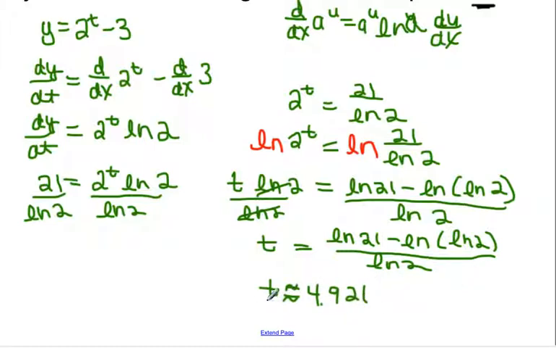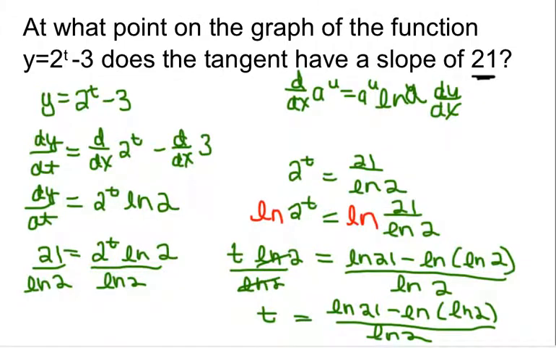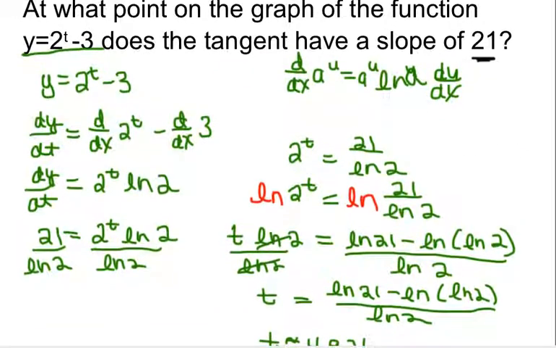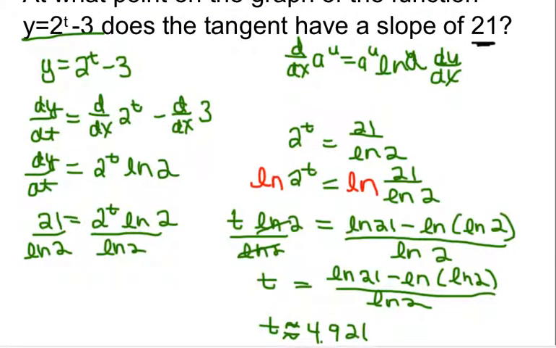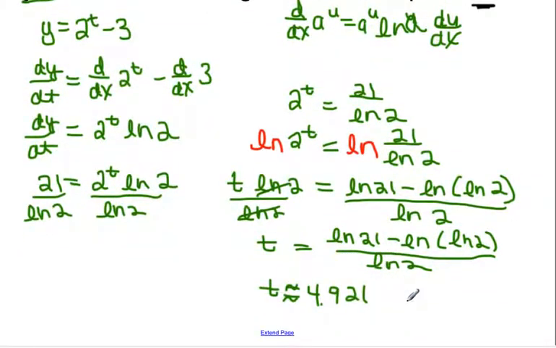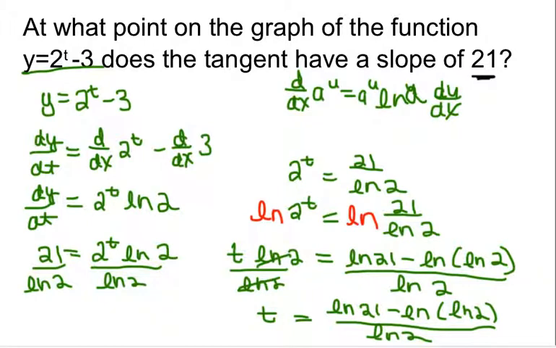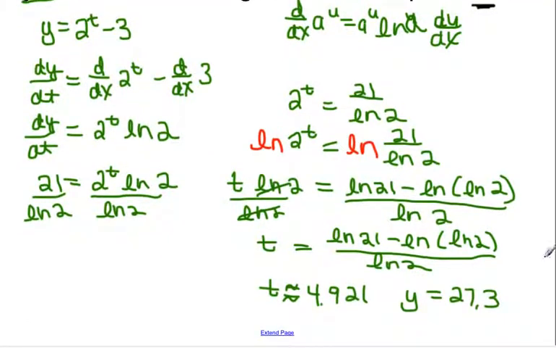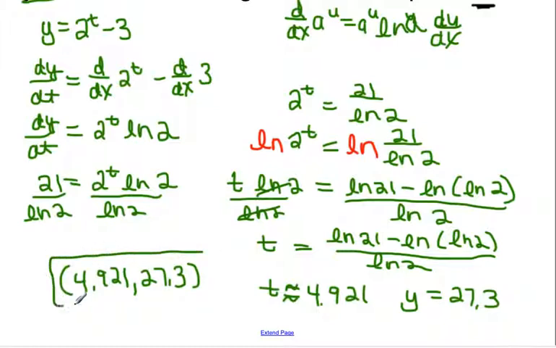And then if you plug t in for y right here into this function, so 2 to the 4.921 minus 3, you're going to get a value of 27.3. So the answer to this problem is at what point on the graph, so it wants your coordinate, so you'd say the answer is at 4.921, 27.3 is the answer to the question, and that is where the slope is equal to 21.